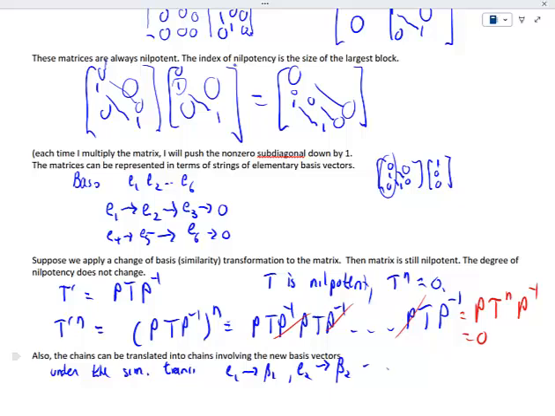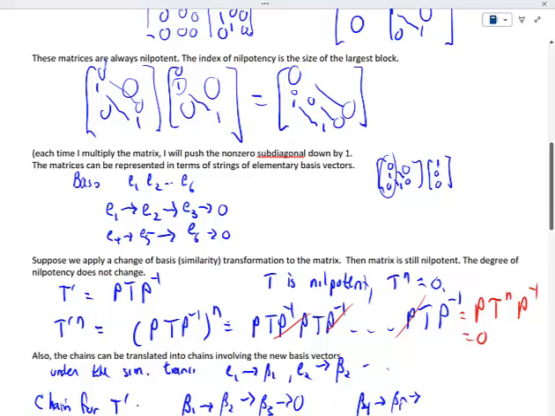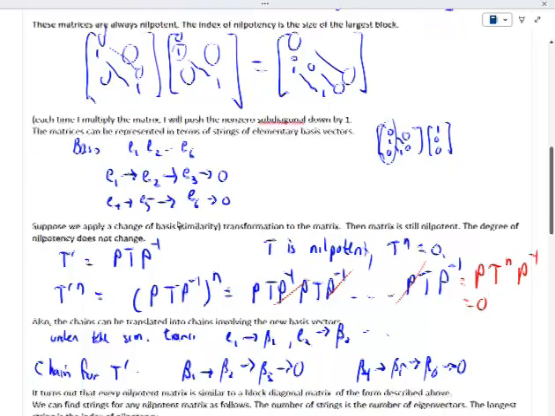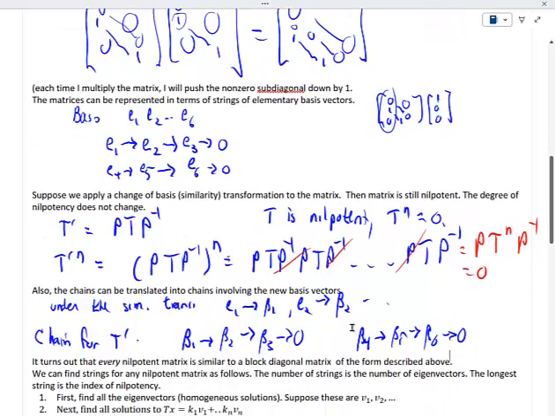So the new chain, the chain for T prime, will just be similar. You'll have beta 1 goes to beta 2, goes to beta 3, goes to 0, and then here it'd be beta 4 goes to beta 5, goes to beta 6, goes to 0. So the point is that if you have matrices of this simple form, you can easily see how chains are formed, but if you have a matrix that's similar to such a simple matrix, you still have chains in the very same way.